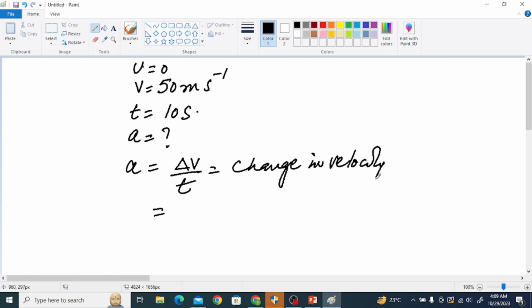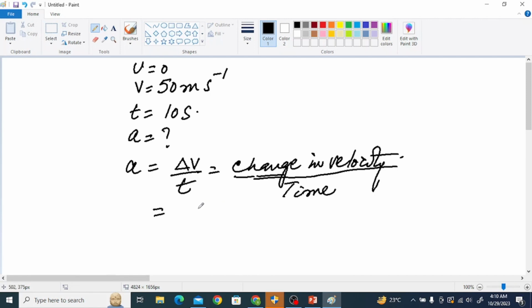So change in velocity divided by time t is rate of change of velocity. So whenever you divide delta v, that is change in velocity, by time interval t, that makes rate of change of velocity, and by definition this is acceleration.